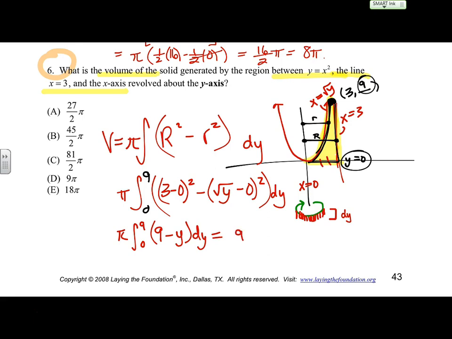Antiderivative of 9 is going to be, sorry, there's a pi. No, not derivative, antiderivative, 9y. The derivative of 9y is 9. The integral of a constant is the constant times the variable. Minus 1/2 y squared, from 0 to 9.